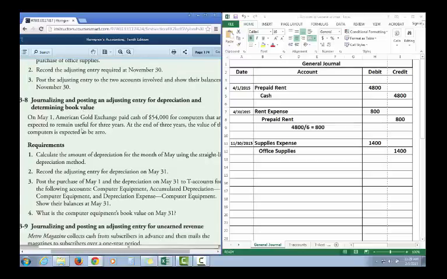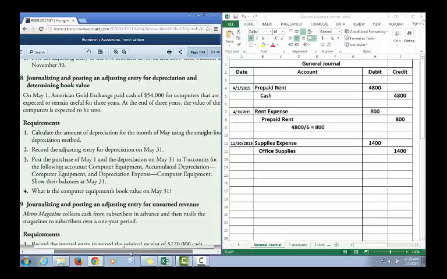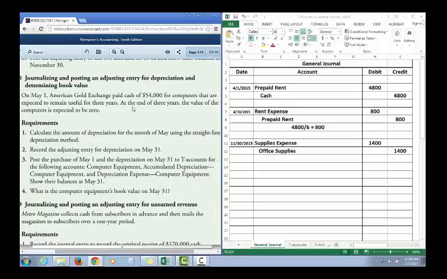At exercise 8. It says on May 1, American Gold Exchange paid cash of $54,000 for computers that are expected to remain useful for 3 years. At the end of the 3 years, the value of the computers is expected to be 0. Calculate the amount of depreciation for the month of May using the straight line depreciation method. And then record the adjusting entry for depreciation on May 31st.